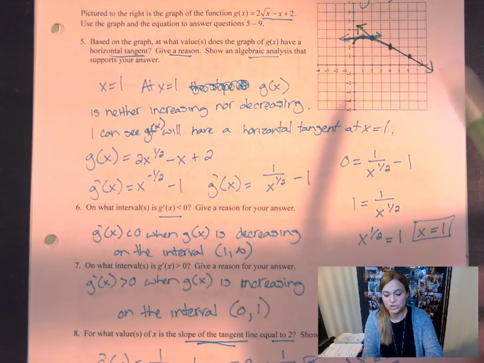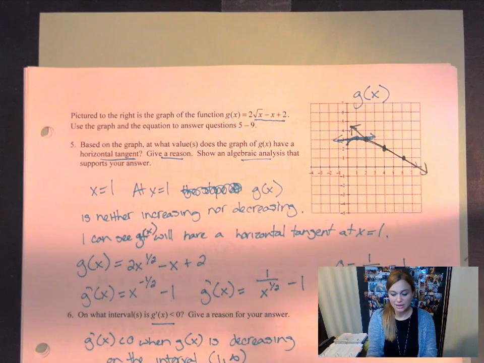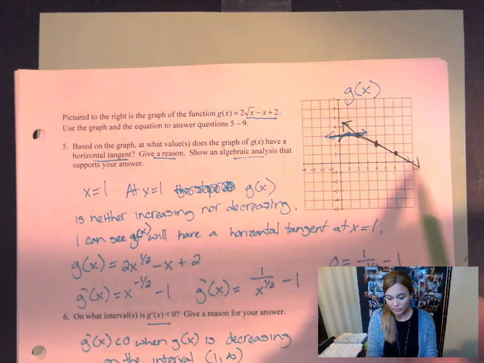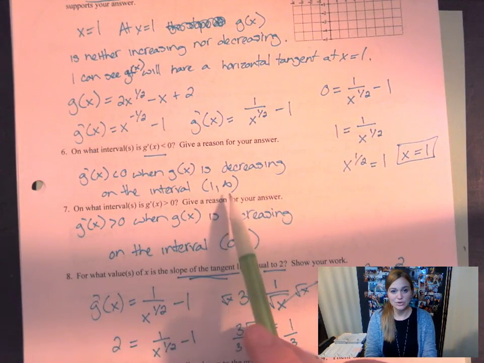They're like, okay, where is g of x decreasing? So going down, I'm reading from left to right. I'm going to do that here. So I'm going from 1 to infinity, going on forever and ever and ever. I know g of x is decreasing.